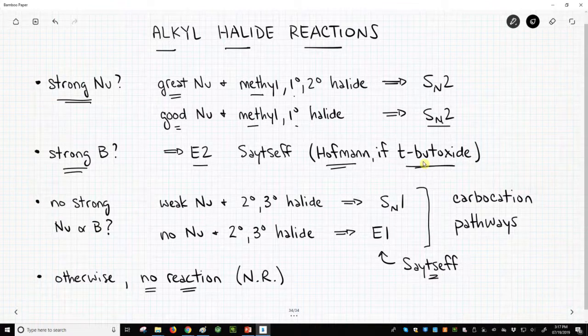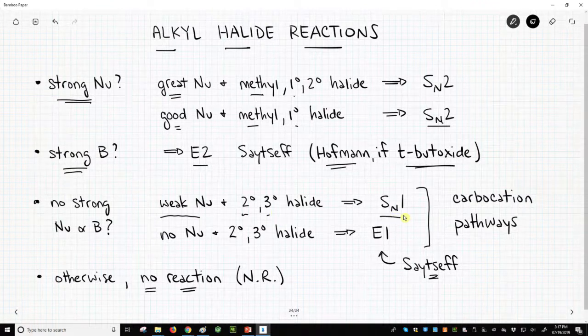So now, to get to this third bullet point, the only way we can get here is if we don't have a strong nucleophile or we don't have a strong base. If you have a weak nucleophile present and either a secondary or tertiary halide, which means you can form a fairly stable carbocation, you will get an SN1 reaction as your outcome.